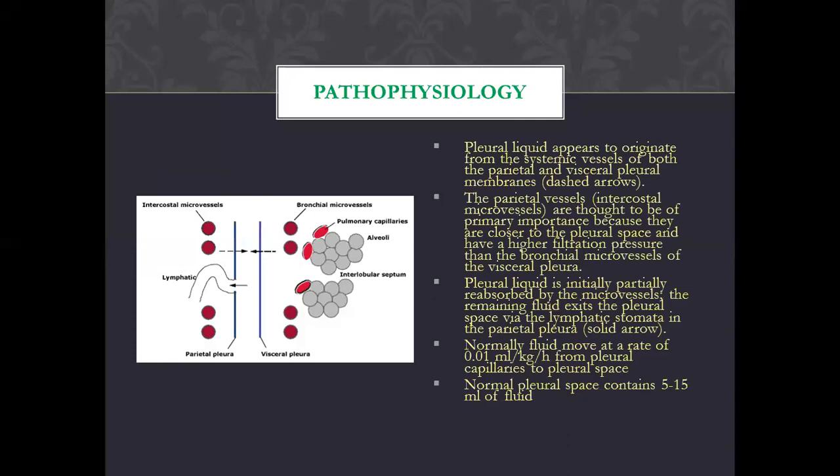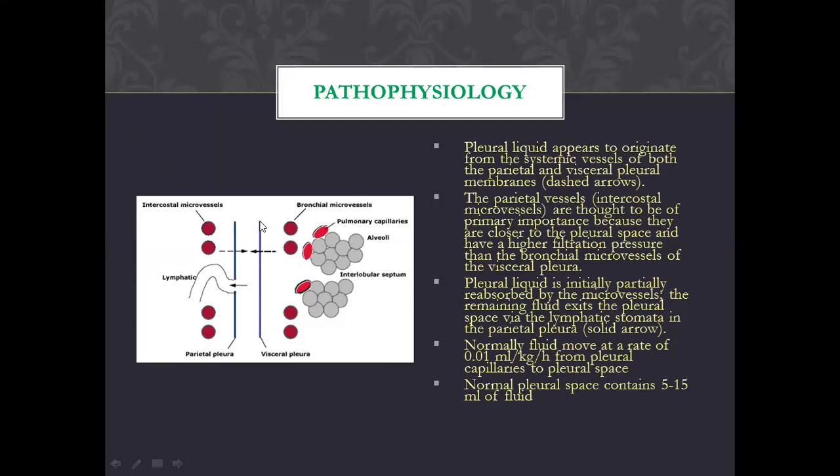As we have discussed in pneumothorax, the anatomy of the pleural space, it is a potential space actually between the two layers of the pleura. One is the visceral and the other is the parietal. The fluid normally is formed and accumulates in this potential space, and at the same time it is reabsorbed by the lymphatics. So this picture demonstrates how the fluid is formed and how it is drained through the lymphatics.